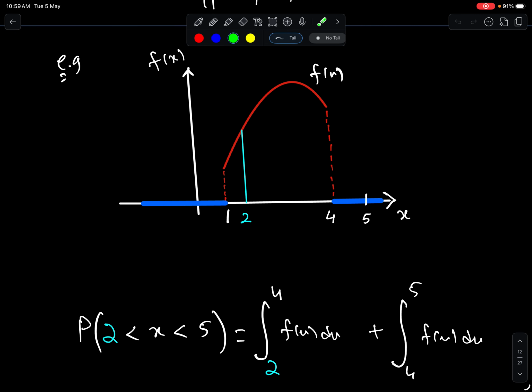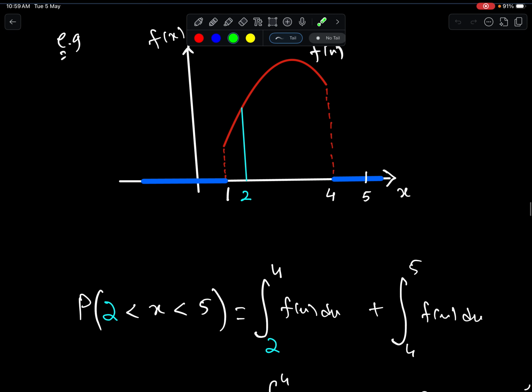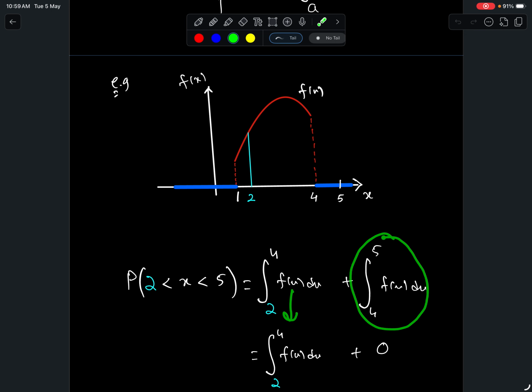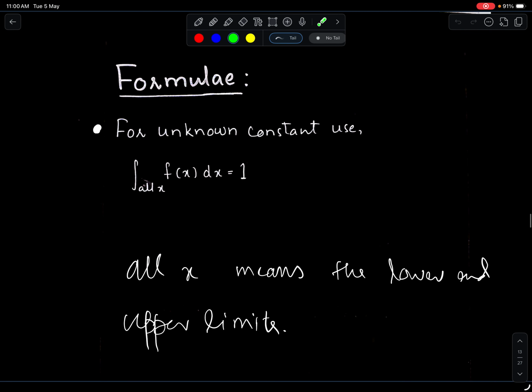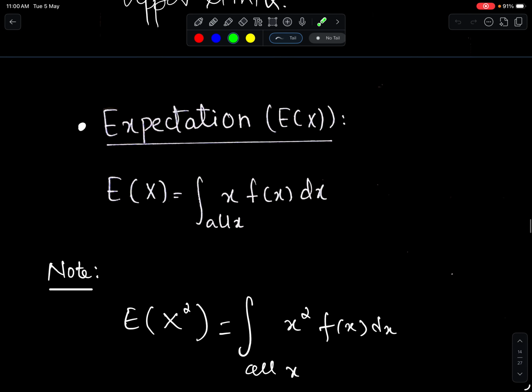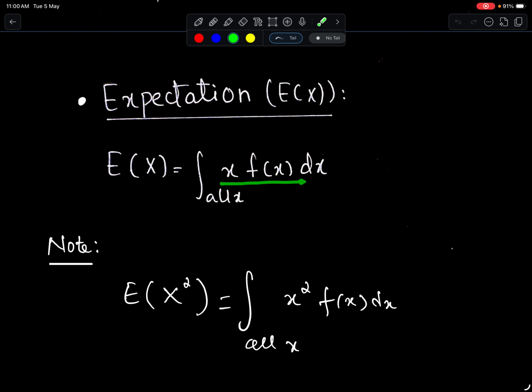If we need this area, 2 to 5 probability, then break this into 2 to 4 and then 4 to 5. Work for this, integrate this, and this is 0, because outside 4 is 0, less than 1 is 0. We use this formula to find the constant, and all x means lower and upper limits. For mean, we use this formula x fx dx. This has power 1, so this has power 1.